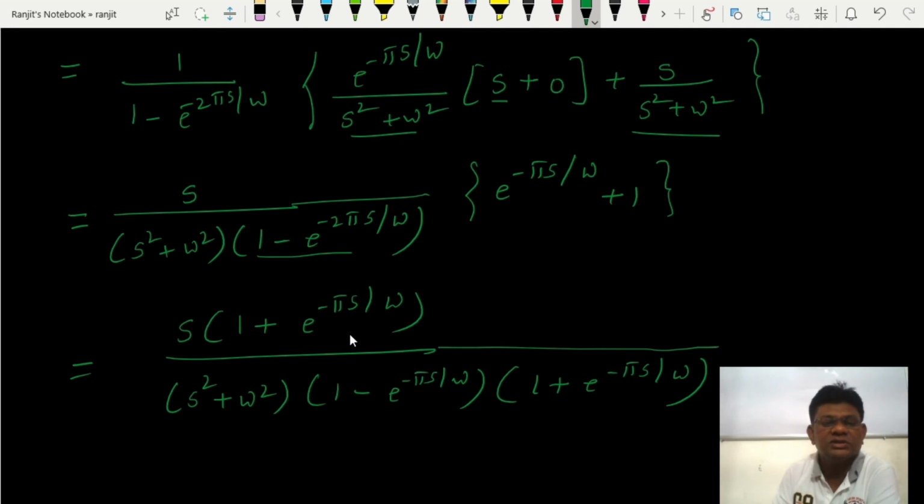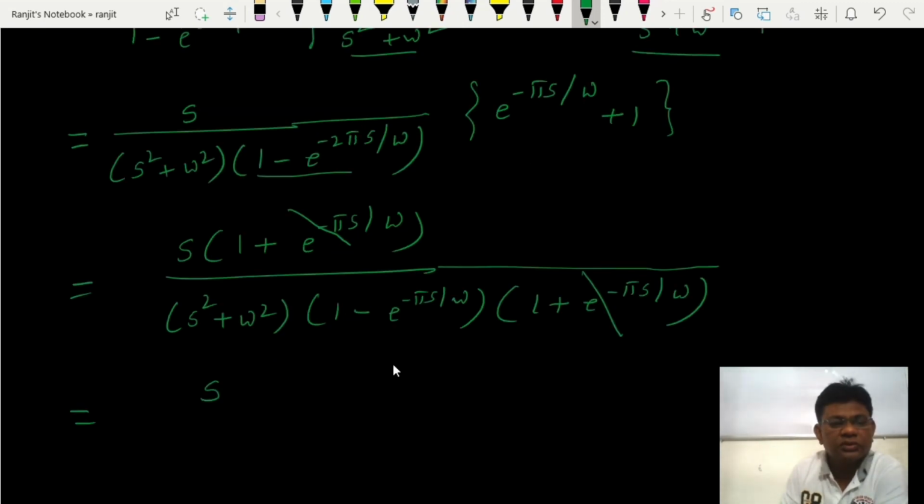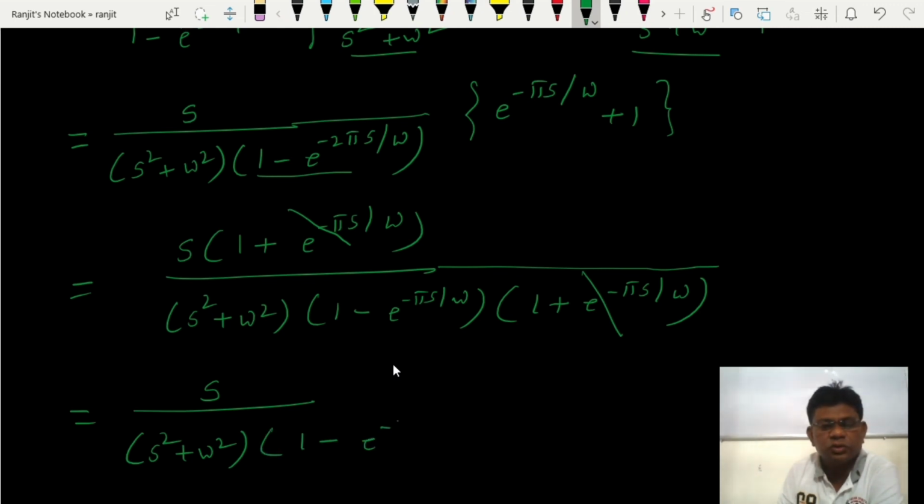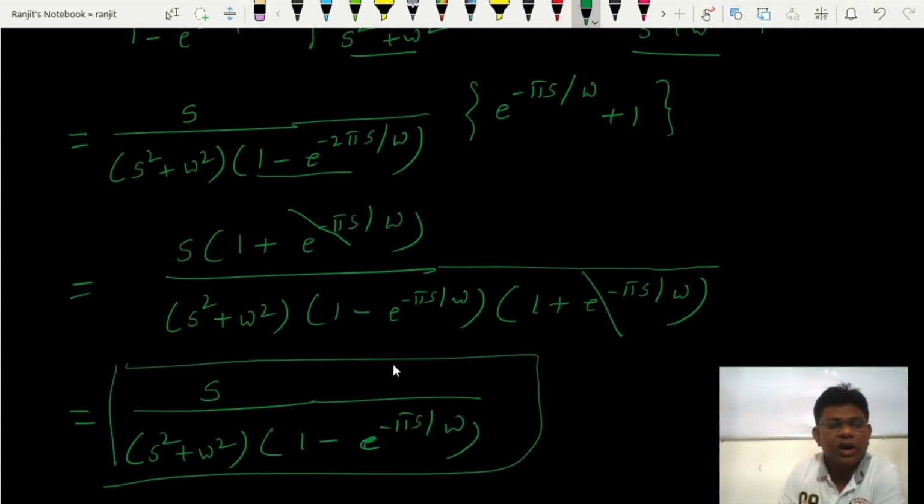Now here 1 plus e to the power minus pi s upon omega gets cancelled from the numerator and denominator. So this is equal to s upon s square plus omega square times 1 minus e to the power minus pi s upon omega. So this is the required Laplace transform for the given periodic function.